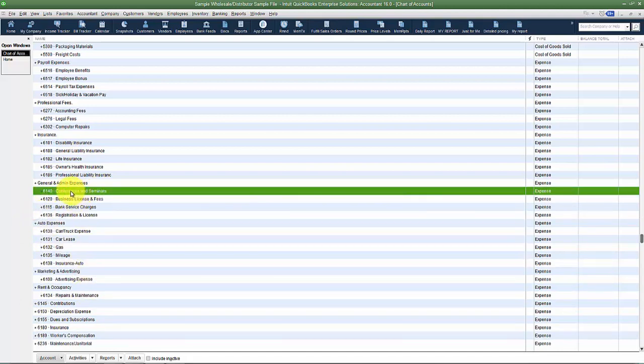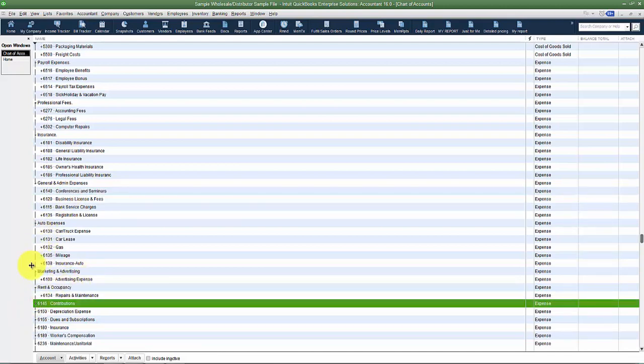The other thing too is conferences and seminars could be trade shows for you. So maybe it doesn't go under G&A. Maybe it goes under marketing and advertising, right? So you have to know and kind of understand.